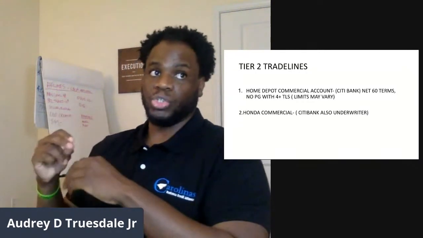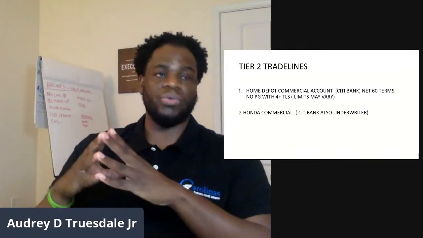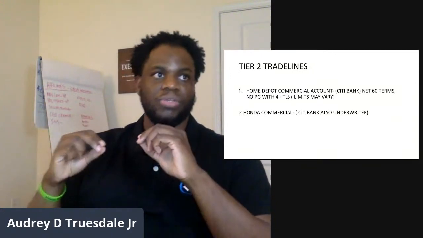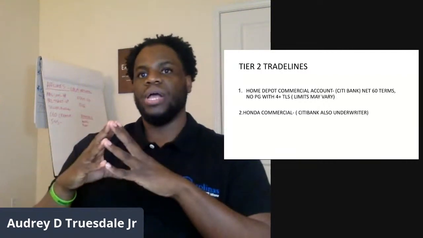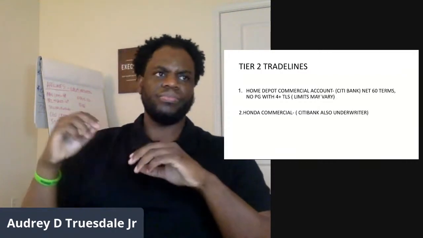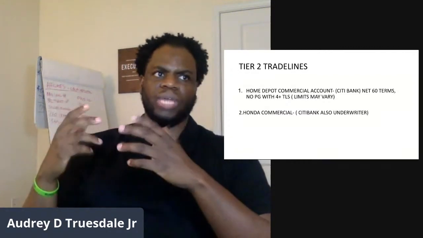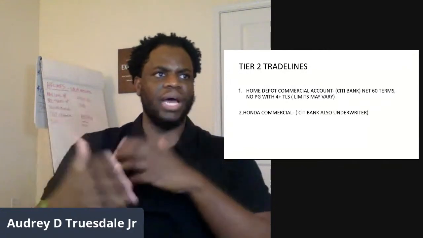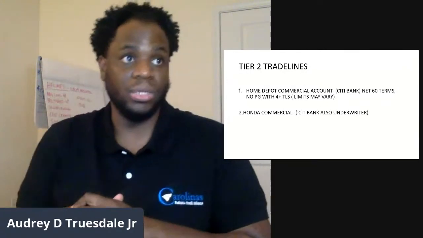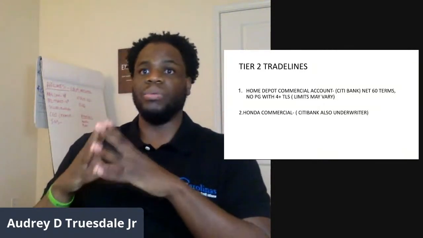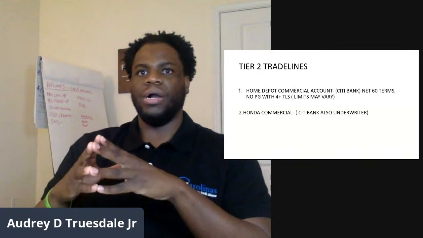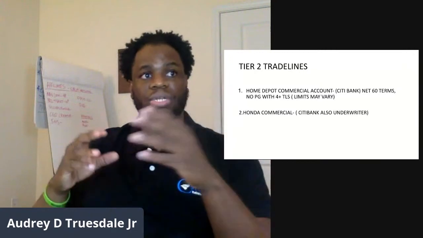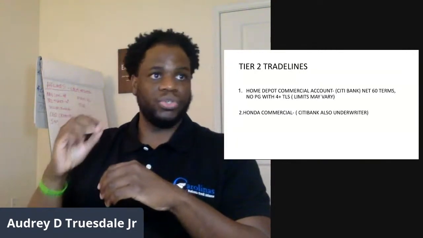Another one is Honda Commercial, also underwritten by Citibank. So with these tier 2s, you start to see a theme. They have similar bank underwriters, right? Citi, Synchrony, things of that nature. All right, so Honda Commercial, they sell commercial gas lawnmowers, power tools, gas power tools. So if you've got a lawn care business, this would be a perfect vendor to start building business credit for your business. All right. So yeah, Honda Commercial, that's a great tier 2 vendor. Remember, when you go from tier 1 to tier 2, you want to have 0 to 4 trade lines reporting.